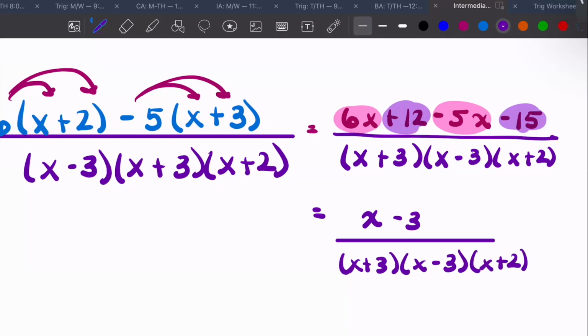Okay, look at the bottom and the top. Make sure we can't cross out. We can. X minus 3 and x minus 3. So we get 1 over, right, because that's all that's left. X plus 3, x plus 2.